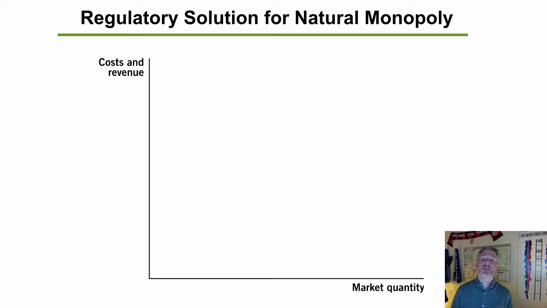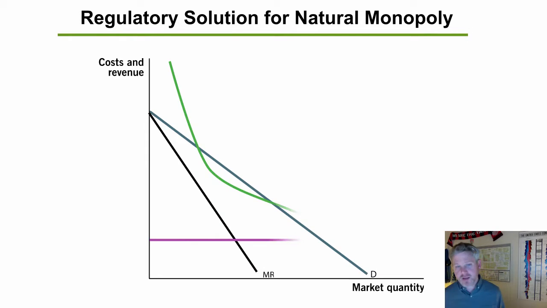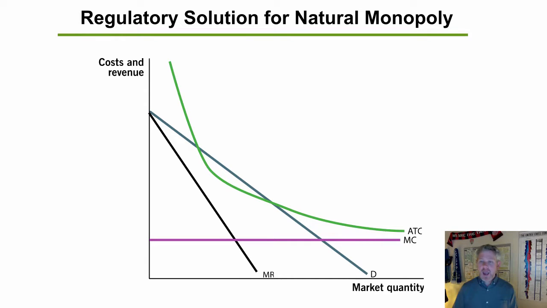So here's what that solution will look like on a graph. Here's the market demand curve. Here's the market marginal revenue curve. And here we see the average total cost faced in this industry. So the firm keeps getting bigger and bigger, and the average total cost keeps falling. All right. So here we have the marginal cost curve that would be in a competitive market.